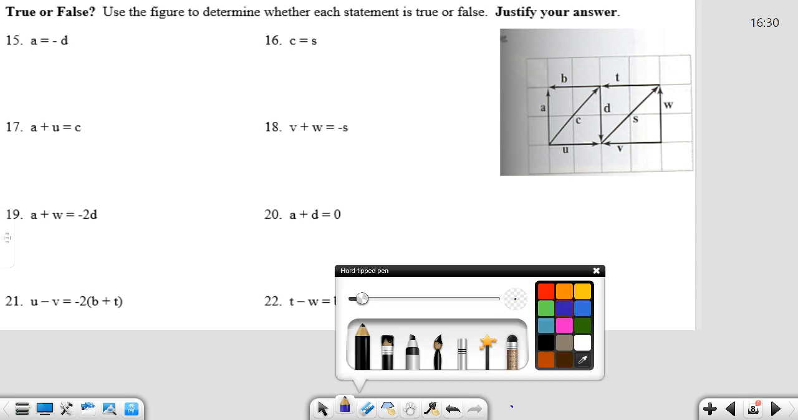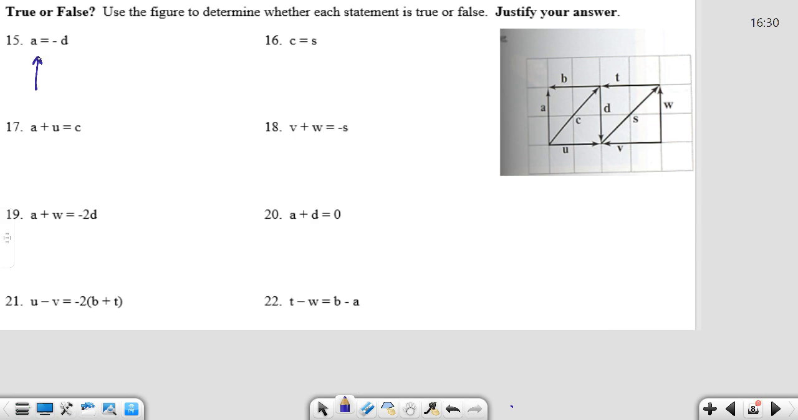All right, so here's A and here's D. So does A equal negative D? So I would flip D and go the other direction. Yes, perfect, true. Love it. All right, what about our next one? Does C equal S? Actually, this one's pretty easy. C starts down here, goes up and to the right. S starts down here, goes up and to the right. Yes, true. Those two are also equal.